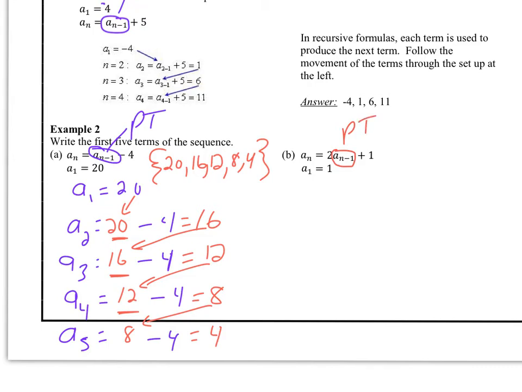So it's 2 times the previous term plus 1. That's what you have to think: 2 times previous plus 1. 2 times the previous plus 1, over and over again, and you'll be good to go.